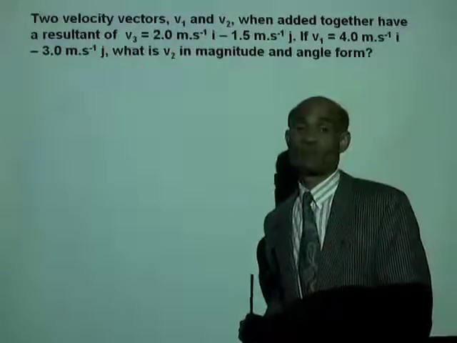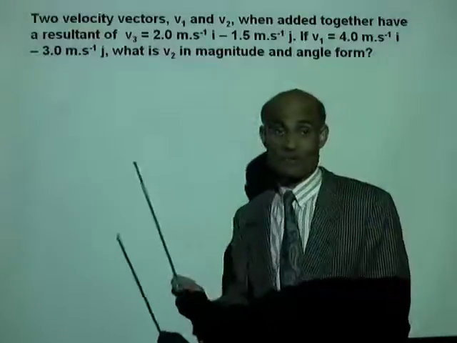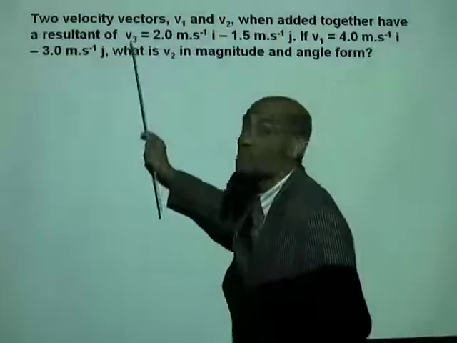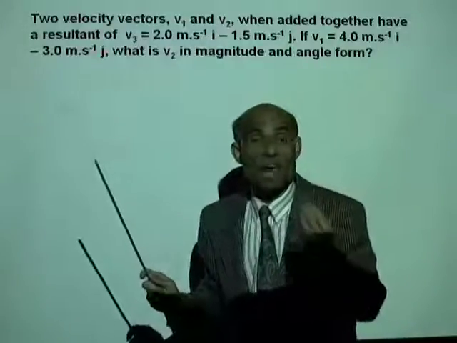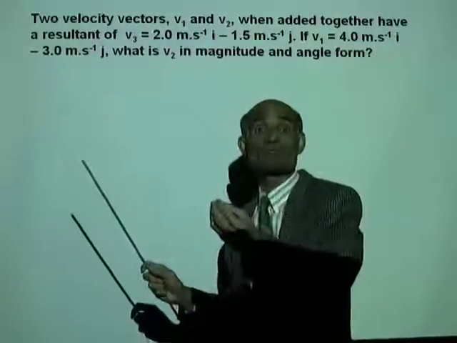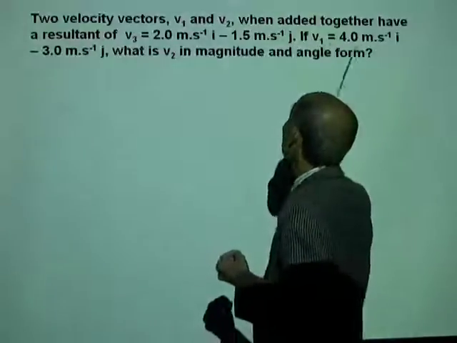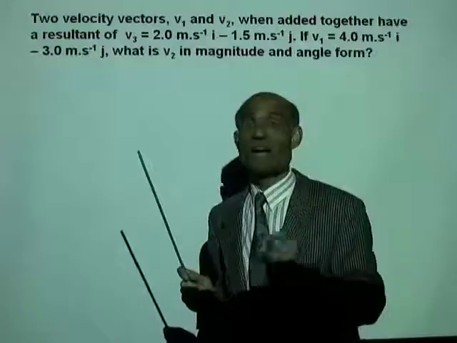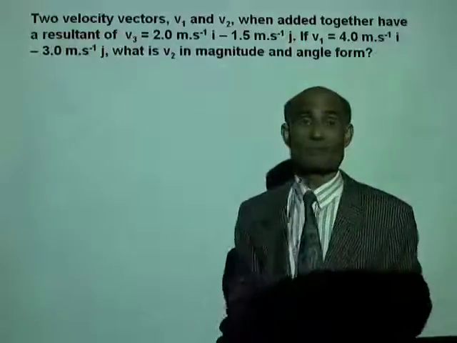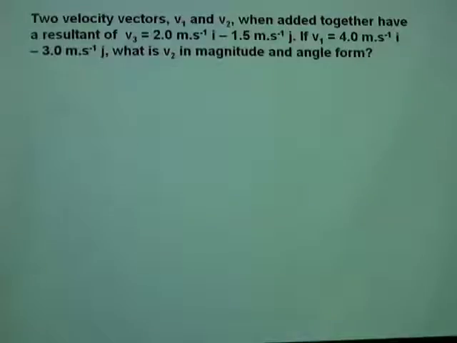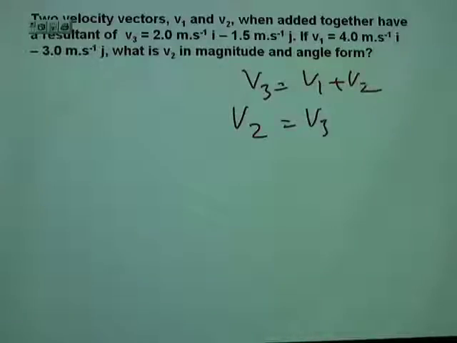form? Well, you need to understand this question well in order to do this. What is given here is v3. v3 is the sum of v1 and v2. You are also given v1 and you are told to find v2. Is that right? So we know that v3 equals v1 plus v2. We know v3, we know v1, therefore v2 will be v3 minus v1.